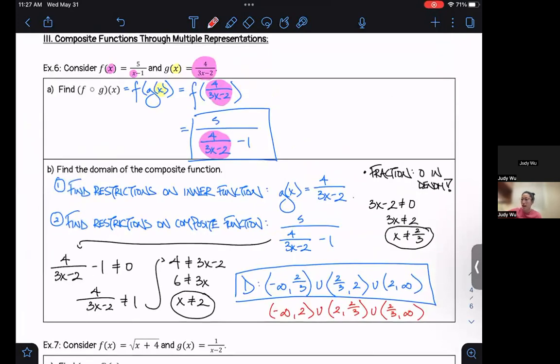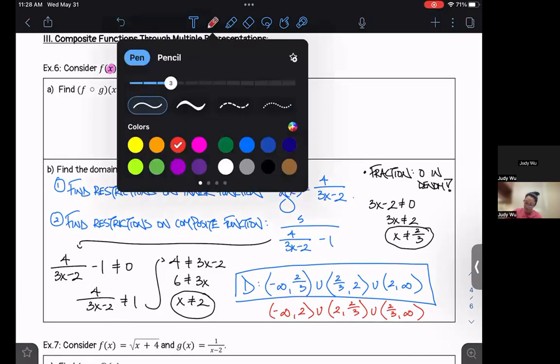All right, so that, my friends, is how we find the composition of two functions and then also find the domain of the composite function.